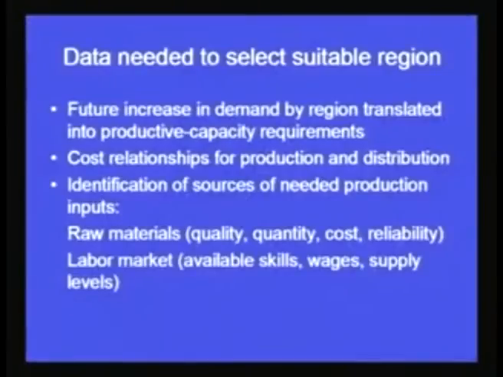The third point is identification of sources of needed production inputs. Now for production we require a certain amount of input also. Now what is that input? We need to have information regarding the raw materials. What is the quality that is required? What is the quantity that is required? What is the cost of raw materials? What is the reliability? How is this going to influence our decisions?